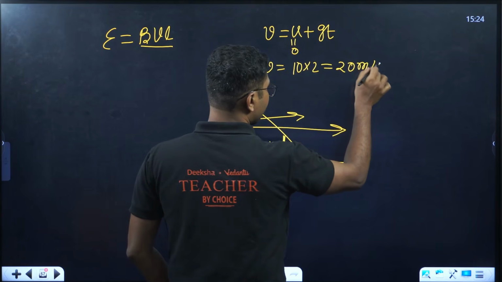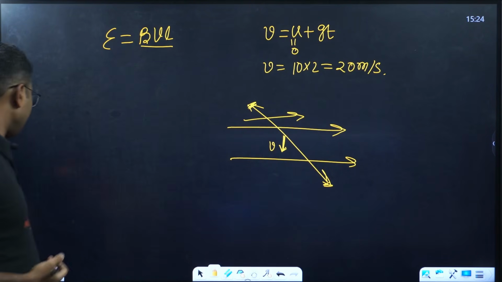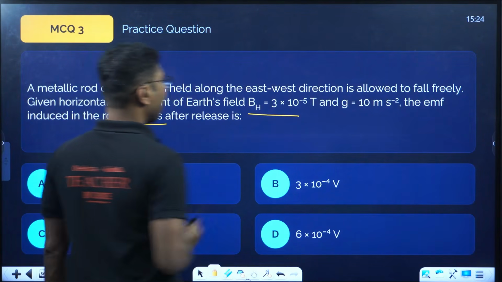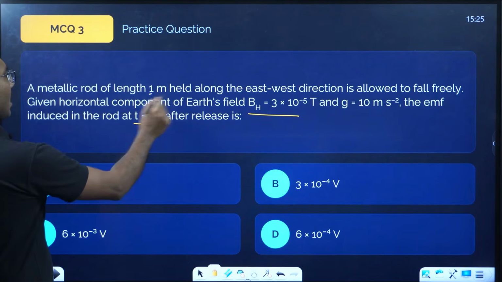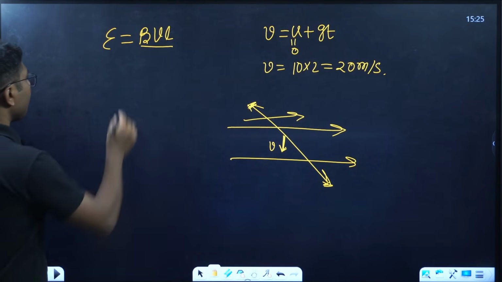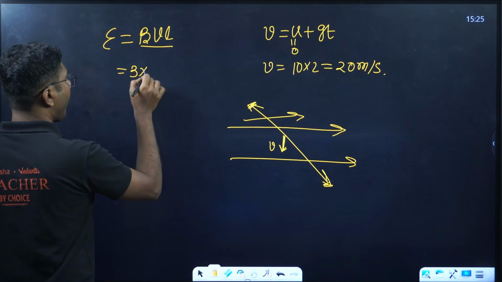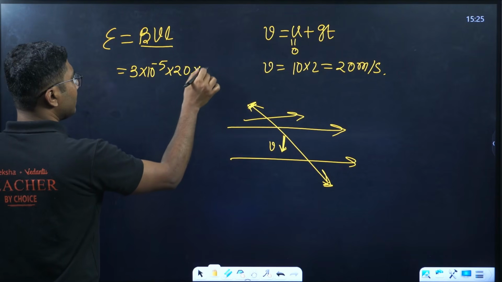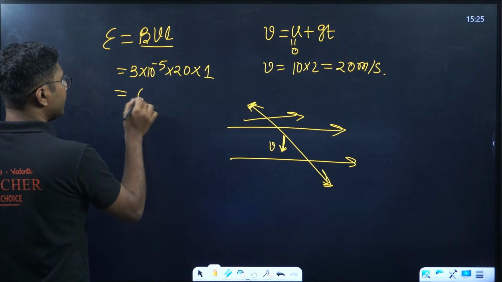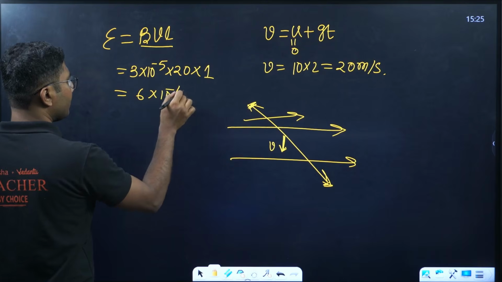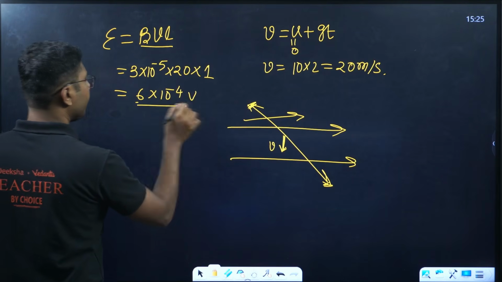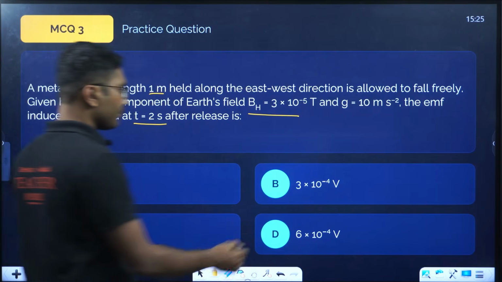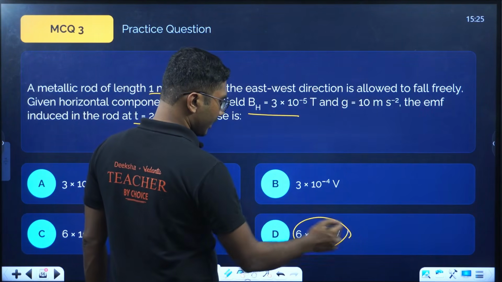Very easy question, only you need to understand the basic concept. BH is given, 3 into 10 to the power of minus 5, the velocity is 20, and the length is 1 meter. So it will be 6 into 10 to the power of minus 4 volt. So the correct answer is option D, 6 into 10 to the power of minus 4 volt.